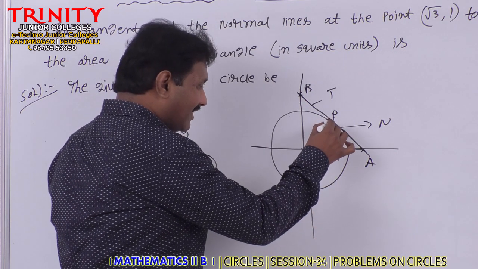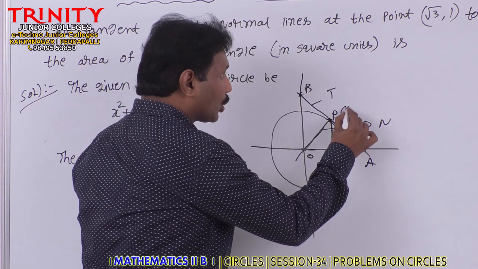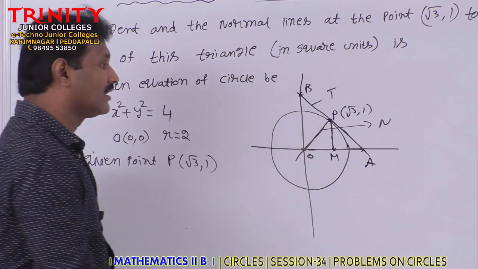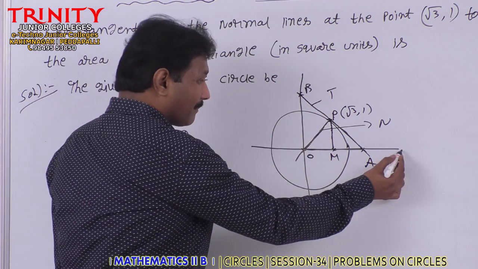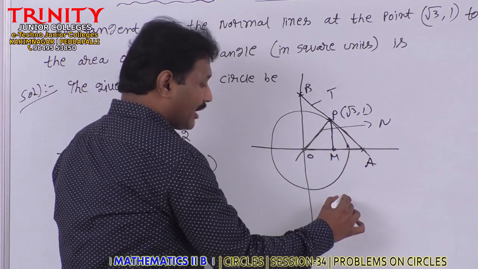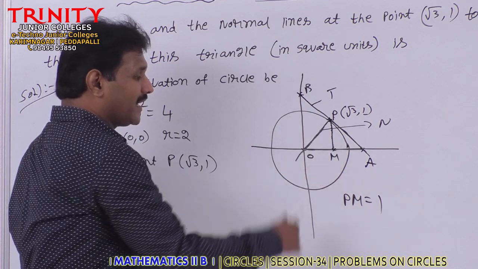We know that the length of PM is the height of the triangle. The point P is (root 3, 1). We know that the distance from the x-axis to the point P is the y coordinate. Therefore, the length of PM is equal to 1.